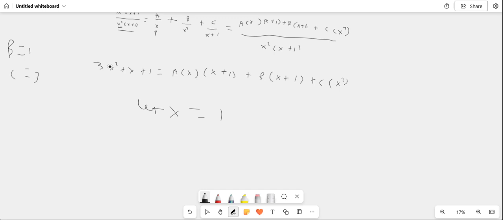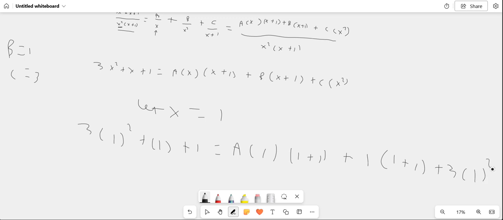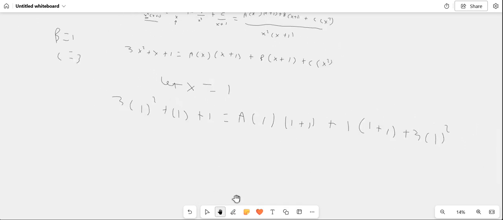Yeah, and if we let x equal 1, that's going to become 3 open bracket 1 squared plus 1 plus 1 is equal to a bracket 1 in bracket 1 plus 1. So I'm just substituting x for 1, yeah? Plus b was 1. We found that. 1, and then x is 1 in this case. And then plus c was 3. So 3 open bracket 1 squared, yeah? Because 1 is what we're making x, yeah?